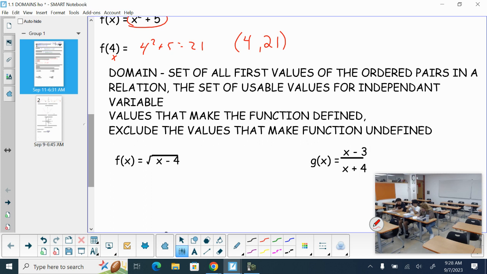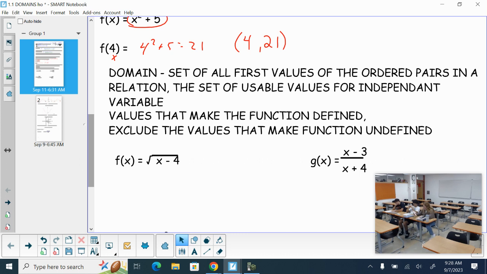Domain is the set of all first values of the ordered pairs in a relation. We can also classify this as the set of all usable values for the independent variable. What are the usable values for the independent variable? What are the values that make the function defined? And we exclude the values that make the function undefined. So this is your idea of a domain. What values make this function defined, and we exclude the ones that don't.